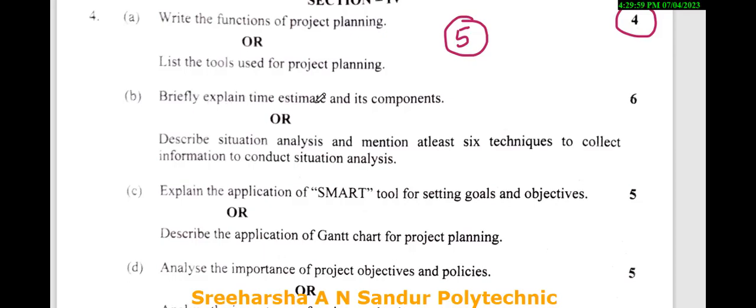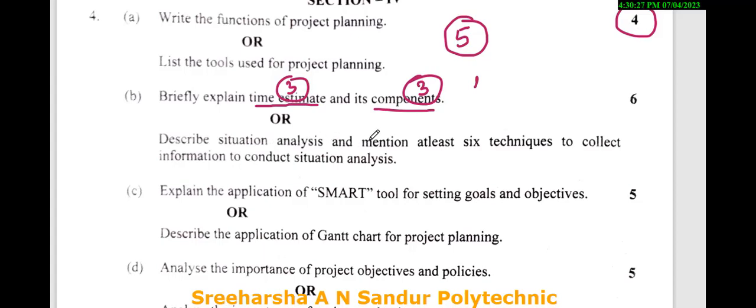Briefly explain time estimate and its components. So here you should be able to explain what the time estimate, the TE, is, and then you should be able to explain the components: what is the most likely time, optimistic time, and pessimistic time. So you can think that this is for 3 marks and this is for 3 marks. This is how the marks will be split.